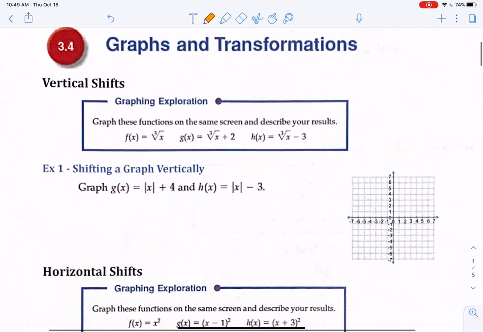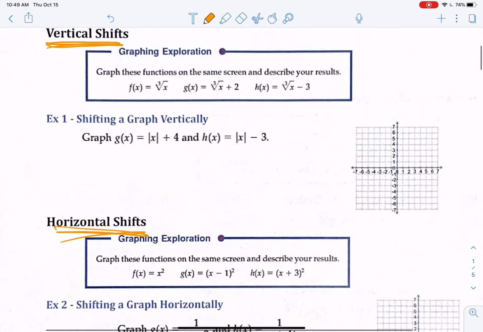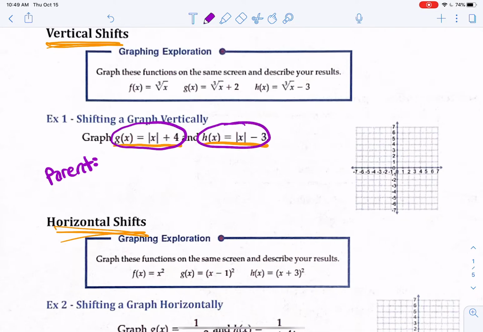Graphs and transformations: the first thing that they're going to introduce is a vertical shift and a horizontal shift. That's just your adding, okay? So we have the graph of g of x, which is this one, and h of x, which is this one. And I'm going to introduce one more thing, which is called the parent function. We need to identify what the parent function is. Basically, that means if you strip away all of the numbers in both of these equations, what would be left over? Left over would just be the absolute value of x, okay?